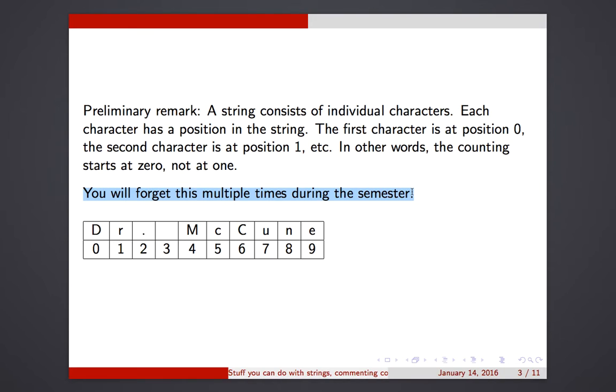If I were building C++, I would count the first character as being at position 1, the second character at position 2, etc. But the developers of C++ decided to start their position counting at 0, not at 1. I'm sorry. There's nothing I can do about it. So prepare to be annoyed by this throughout the rest of the semester.